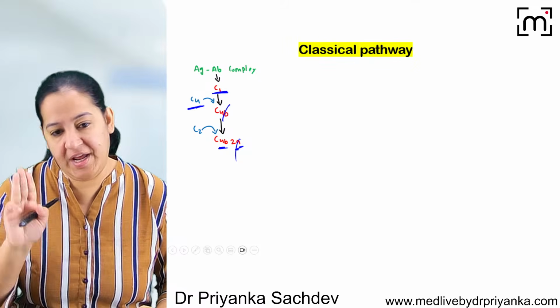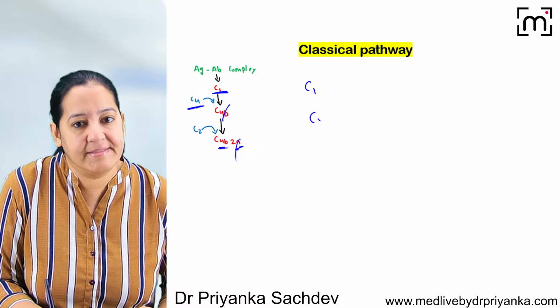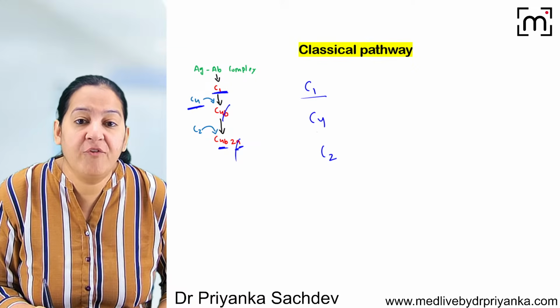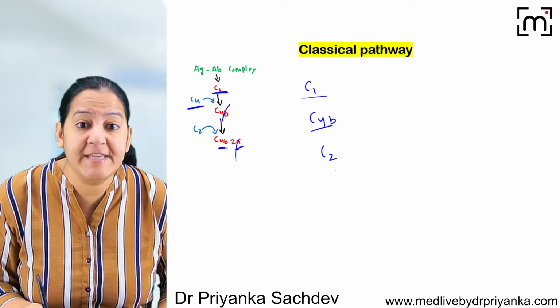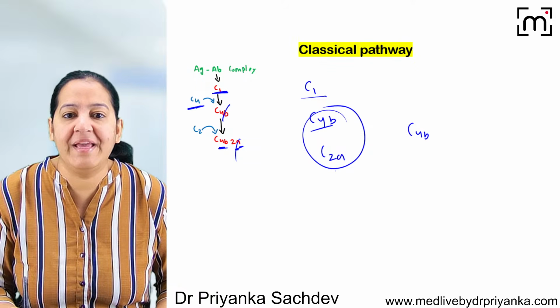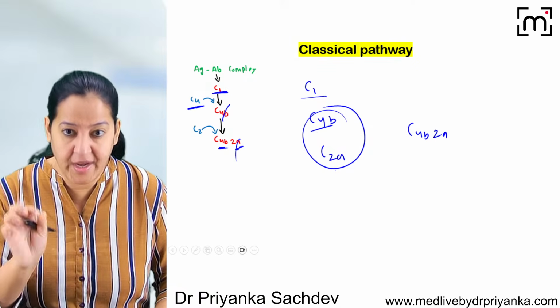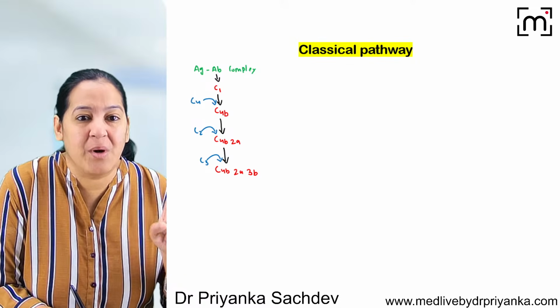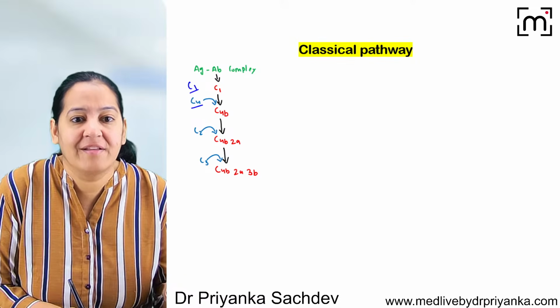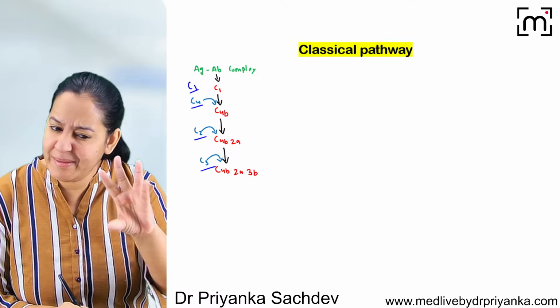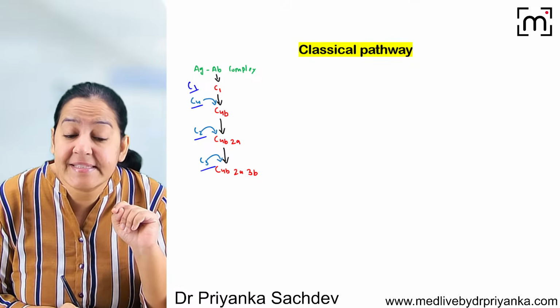Till now three are activated. First is C1, then C4, then C2. This is the sequence till now. C1 is C1 only. From C4 we took C4b, and from C2 we took C2a, and they combine to make C4b2a. Now this will activate the next, which is C3. I will tell you a way to learn the sequence also. Don't worry, first listen. Give me just five minutes.